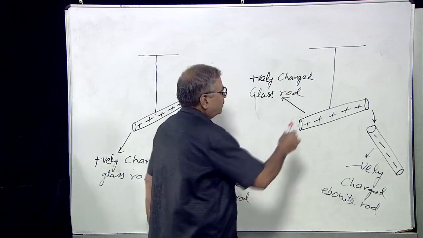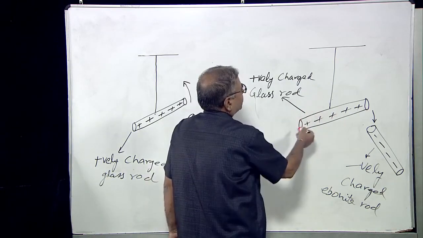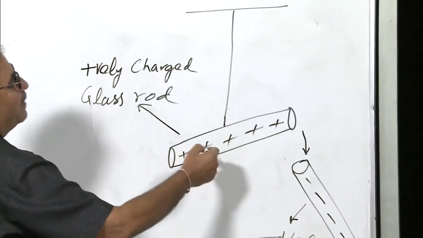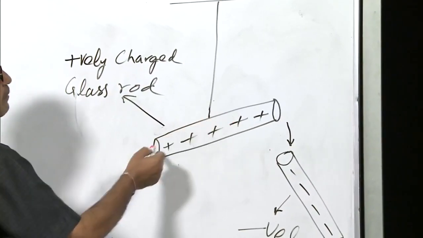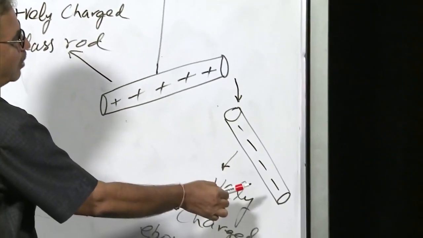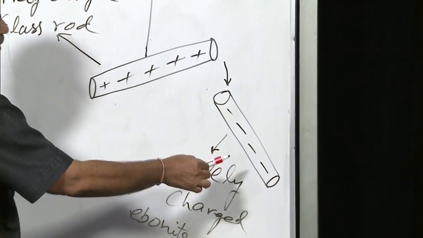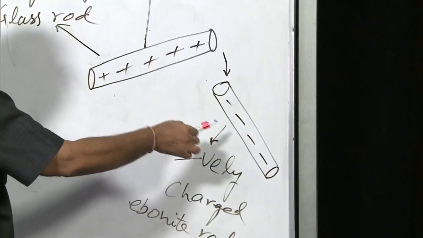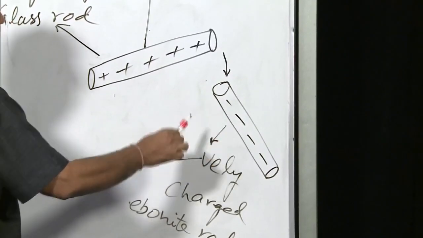Now, come to this figure. We have a positively charged glass rod here, which has been rubbed with silk and becomes positively charged. Then we bring another rod. This rod is made of ebonite and it has been rubbed with wool. So, it will become negatively charged.